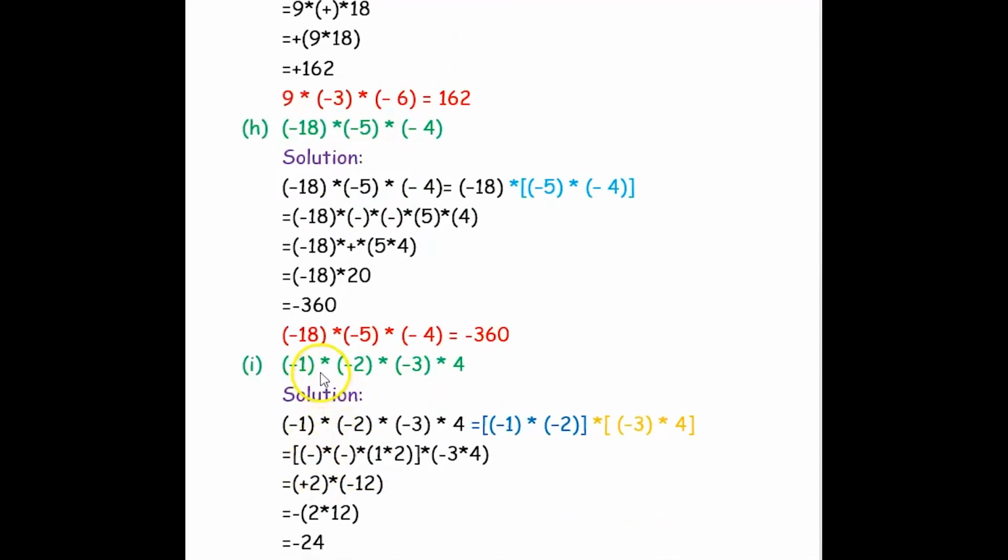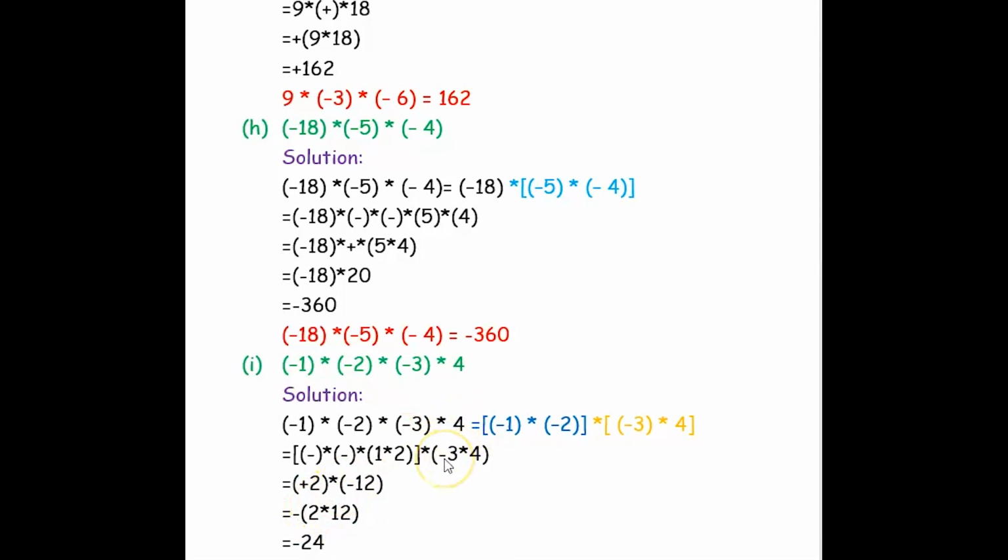Next question is negative 1 into negative 2 into negative 3 into 4. So here also we have 3 negative integers. So that is an odd number of negative integers. So we can associate, or we can directly write the negative sign and multiply all the integers separately. So here I am doing it with association. So negative 1 into negative 2 into negative 3 into positive 4. So negative 1 into negative 2: negative and negative will become positive and 1 into 2 is 2.